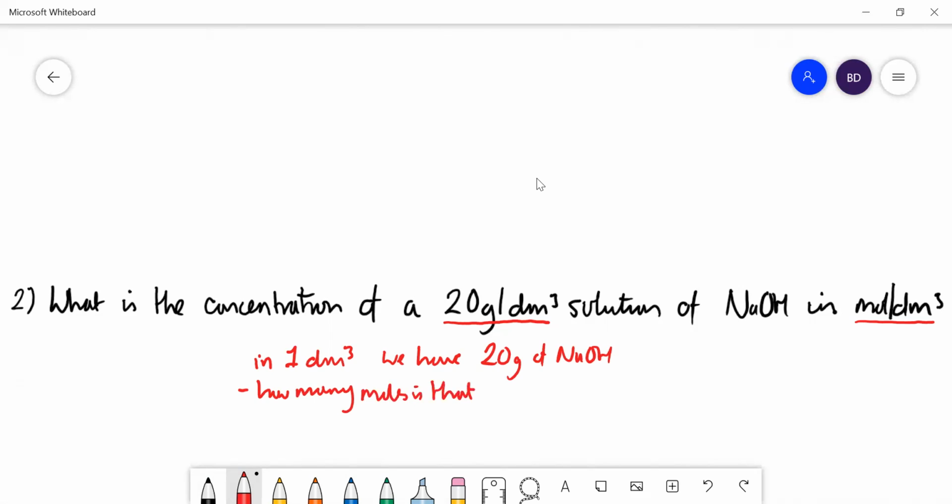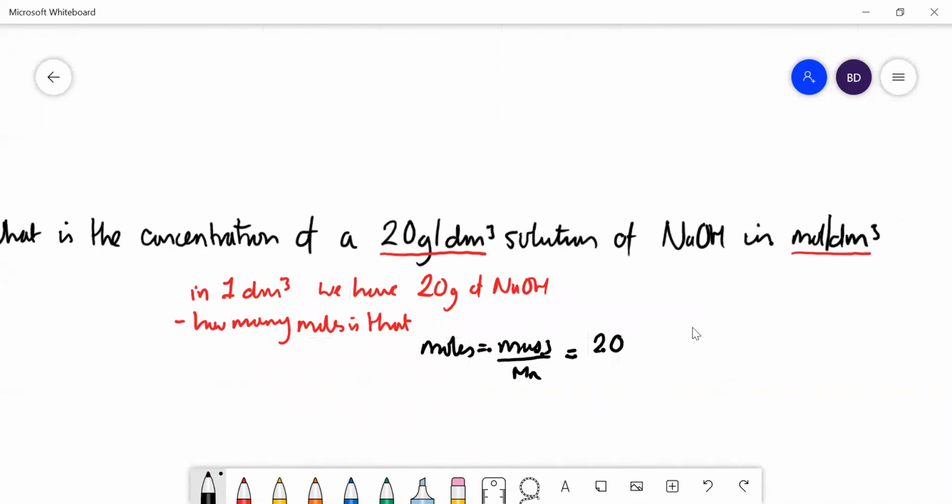So we're going to use the equation moles equals mass over Mr. The mass we've got is 20, and the Mr of sodium hydroxide is 40. So that's equal to 0.5 moles, and that's in 1 dm cubed. So what's the concentration then? The concentration is 0.5 mole per dm cubed.